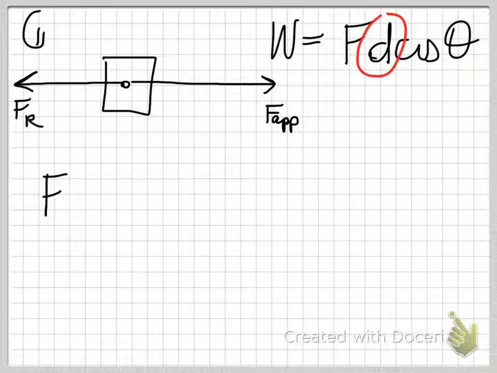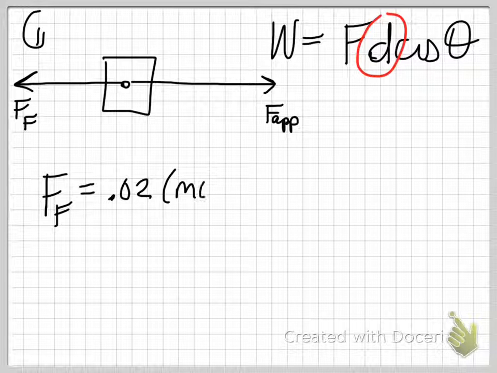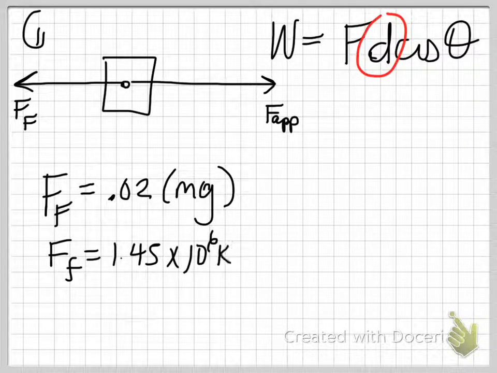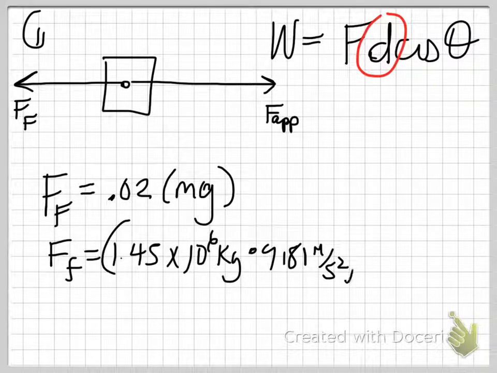I know that the force of friction, I guess I should label it force of friction, force of resistance is what they call it, is 2%, so 0.02 times mass times gravity. So the force of friction equals 1.45 times 10 to the 6th kg times 9.81 meters per second squared times 0.02.